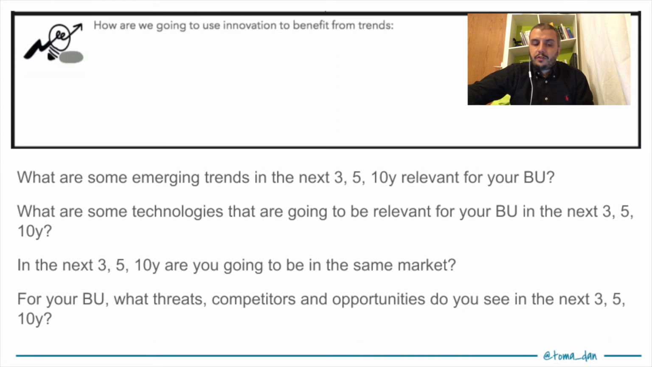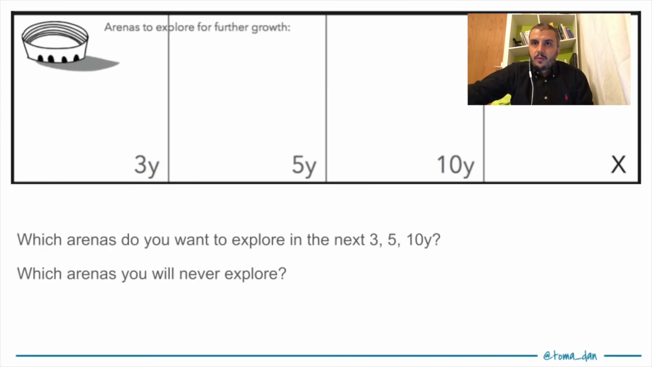After you're done with that, think about how you are going to use innovation to benefit from these trends that you've previously identified. What are some emerging trends in the next 5 years, and how do you think you're going to benefit from that? How are you going to use innovation to benefit from those trends? Are you going to create new products? Are you going to go down the path of open innovation? Think about all the opportunities out there to put all these new trends that you've identified to good use, or to use to your interest. After you're done with that, think about the arena.